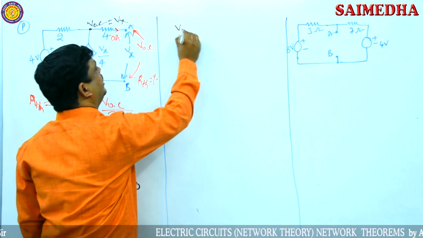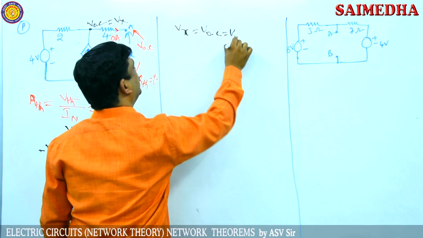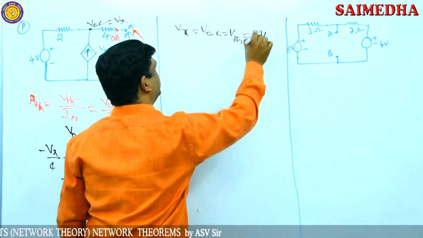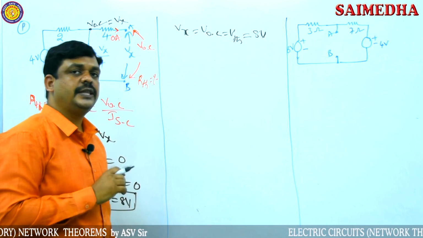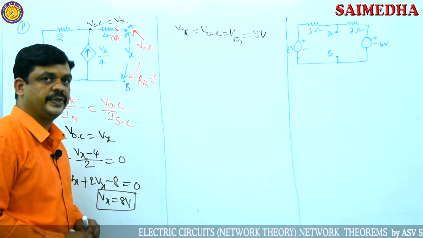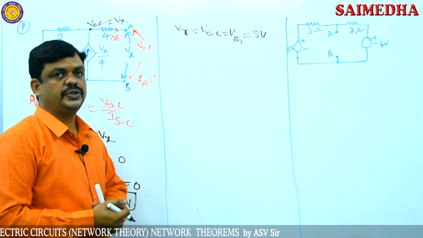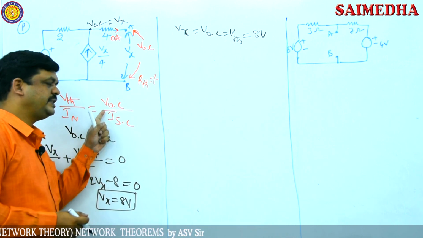So according to the given network, Vx is equal to VOC, the open circuit voltage. Open circuit voltage is nothing but Thevenin's voltage. So from the given network, Thevenin's voltage is 8 volts. So finally we got Thevenin's voltage. Then what we required? Thevenin's resistance is required. So to find the Thevenin's resistance, VOC by ISC.